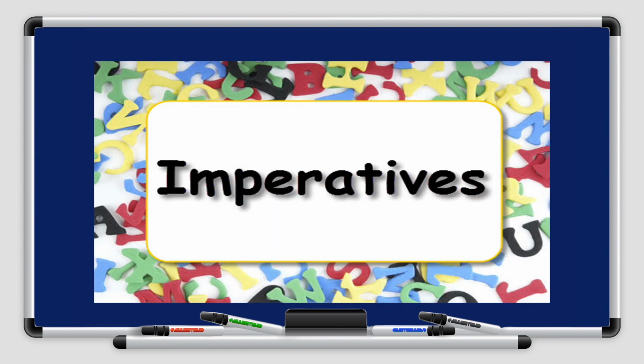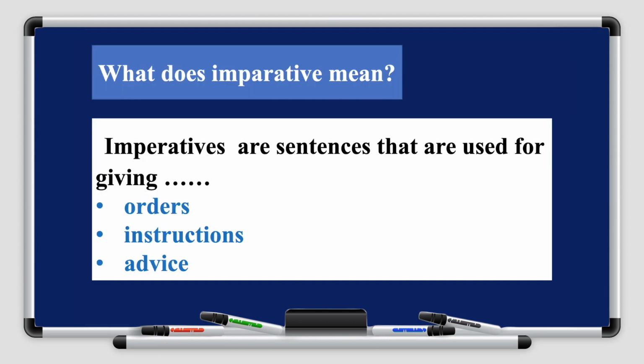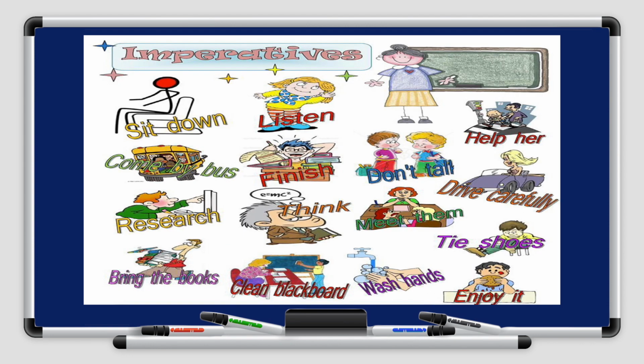Now let's move on to imperatives. What does imperative mean? Imperatives are sentences that are used for giving orders, instructions, and advice. Sit down, listen, research, bring the books, think, tie your shoes. So we use imperatives when we want to give orders or instructions or advice.